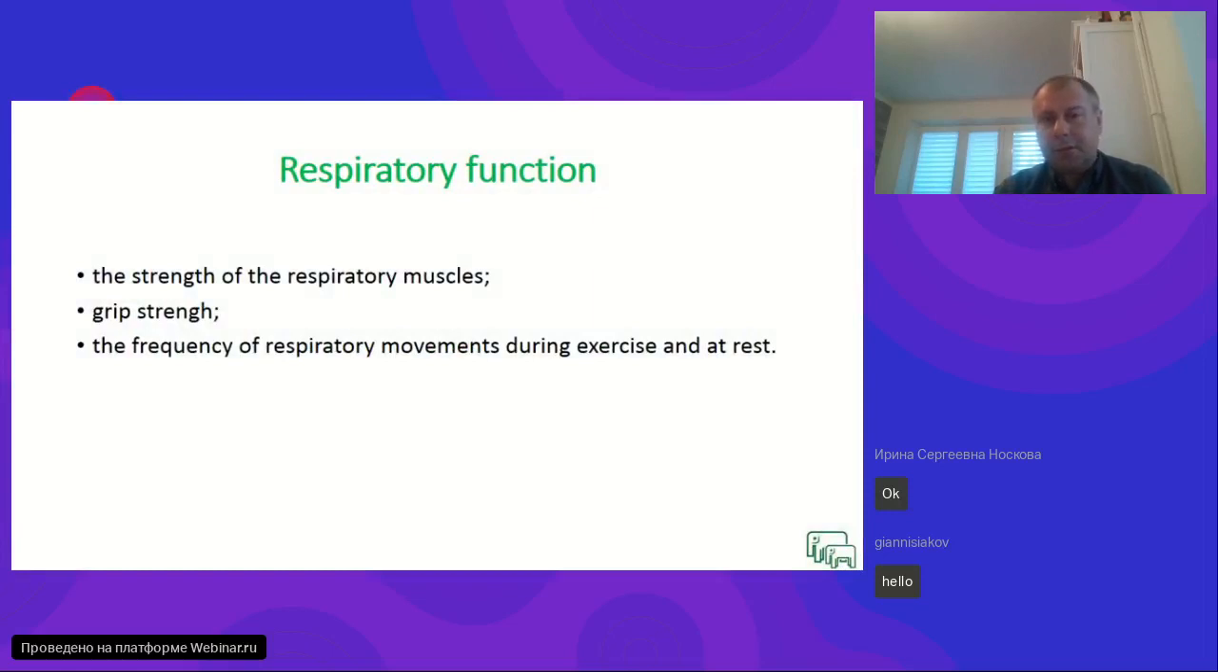According to modern scientific data, we must estimate the respiratory function, the strength of the respiratory muscles, the grip strength, and the frequency of respiratory movements during exercise and rest. We can see an increase of grip strength and of the strength of respiratory muscles, and a decreasing frequency of respiratory movements.